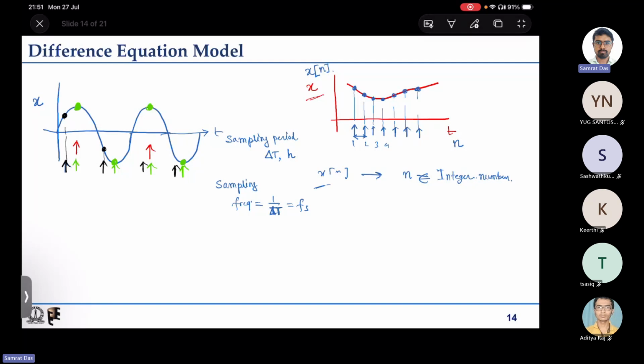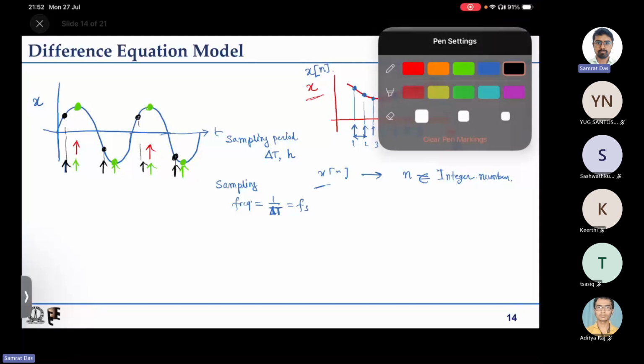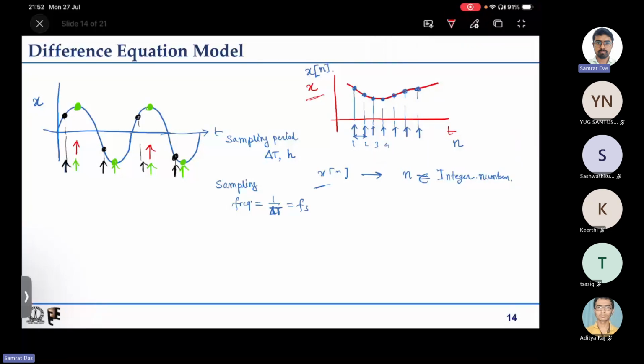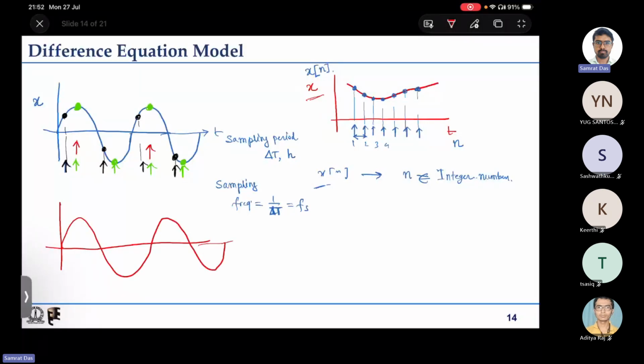So if sampling is carried out at this instant, then the discrete representation of the signal x will only contain the black dotted points. But if we want to have meaningful information about the signal, then our sampling frequency has to be reasonably high. It should be at least some 5 to 10 times, at least some 10 times the maximum frequency of the signal.